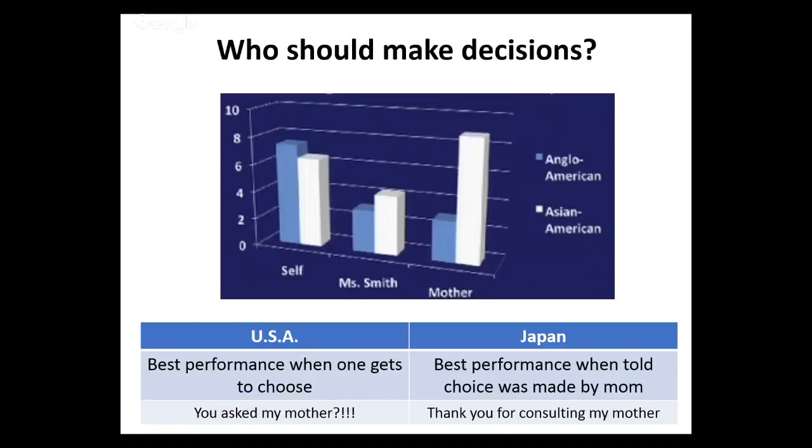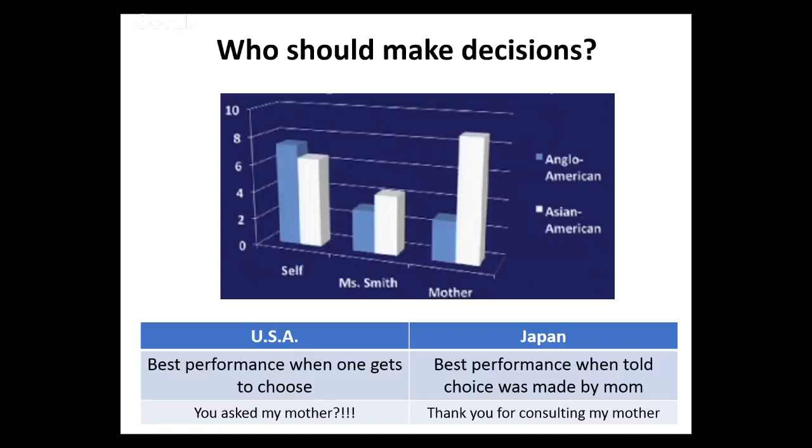But then when the teacher selected the work, American students actually performed less or slower, while the Japanese students performed better. And when the students were told their parents selected the work for them, in America, the results were the worst. And in Japan, the results were the best. So in fact, when in America the students were told that the teachers called their parents to ask what kind of task will be best for them, they would say, you called my mother?